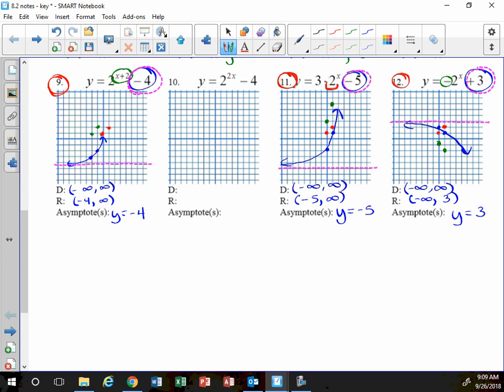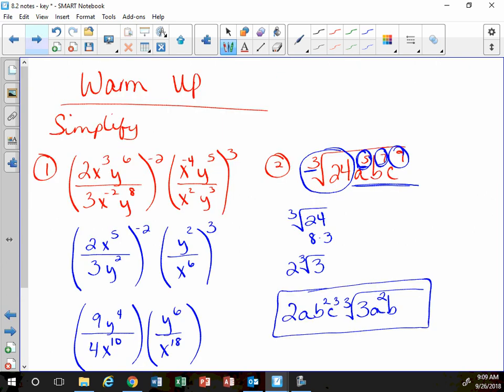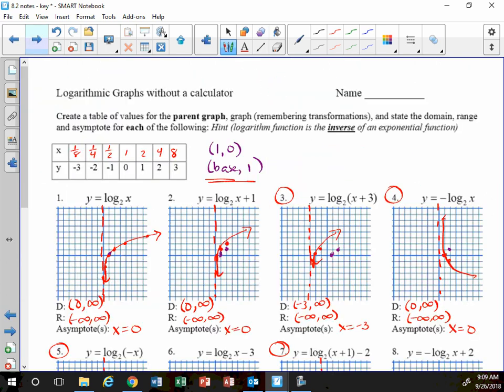Okay, how we doing? Give me like here, here, here. I'm hoping most of us are here, but okay. All right. Now we're going to graph logs, but using the exact same process. So go ahead, turn the page to this.